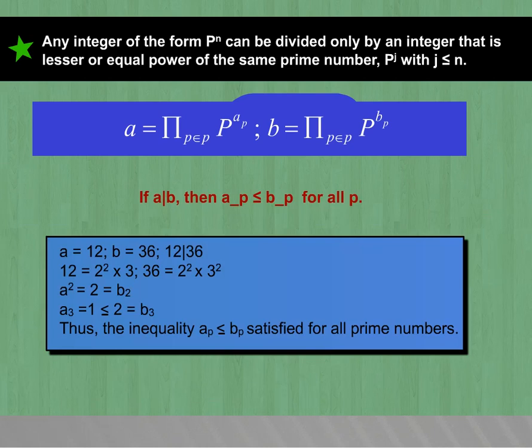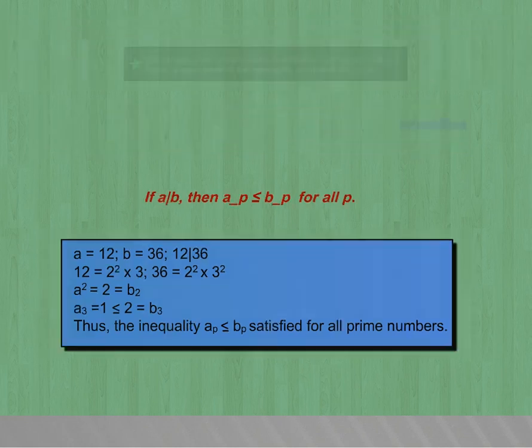A is equal to 12, b is equal to 36. 12 divides 36. 12 is equal to 2 square into 3. 36 is equal to 2 square into 3 square. A2 is equal to 2 equal to b2. A3 is equal to 1, lesser than or equal to 2, is equal to b3. Thus, the inequality ap is lesser than or equal to bp is satisfied for all prime numbers.